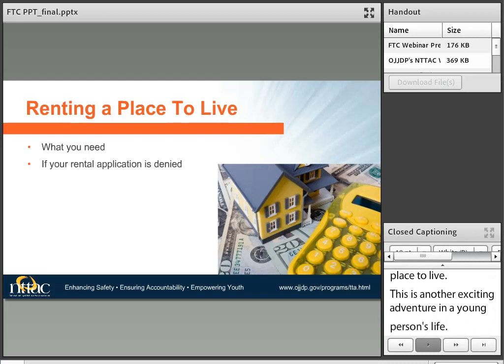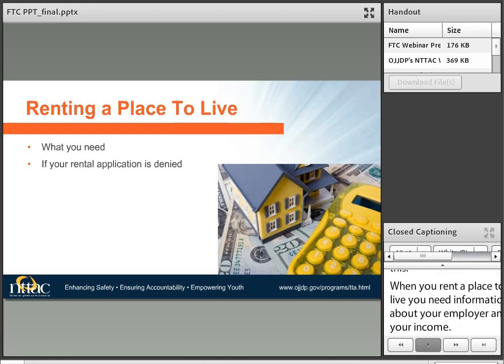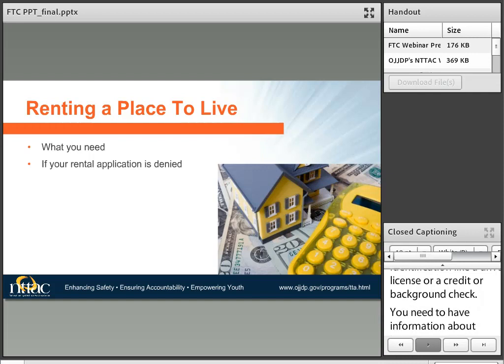So when you rent a place to live, you need information about your employer and your income. You need to have identification like a driver's license for a credit or background check. You need to have information about where you lived before, as well as your first month's rent and security deposit. There are additional things you may have to pay for: extra rent, for example, if you have bad credit, utility deposits for electricity, heat, water, or other utilities, and you may have to pay for the credit check or the background check.